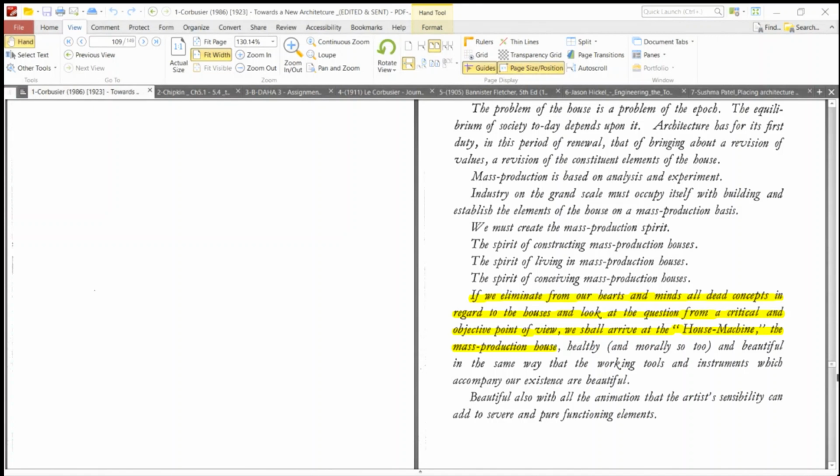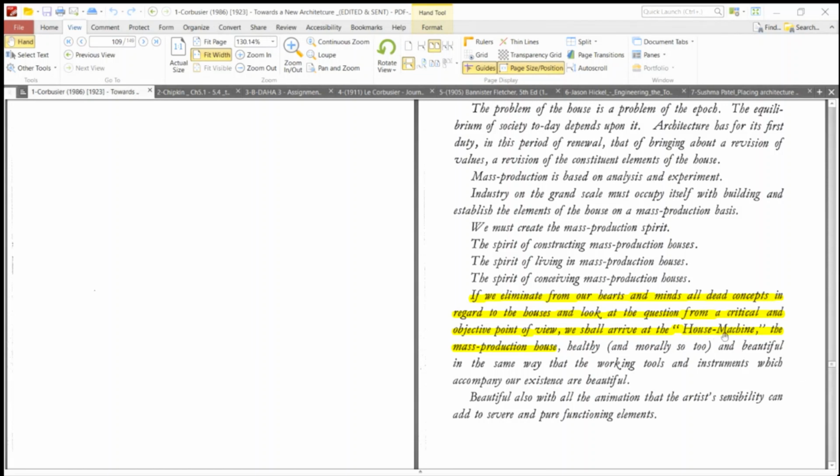So he says, if we eliminate from our hearts and minds all dead concepts in regard to the houses and look at the question from a critical and objective point of view, we shall arrive at the house machine, the mass production house. So he's saying architecture must become like a machine. Then it is suited to its time. Then it speaks to its time. Then it is in sync with its time.